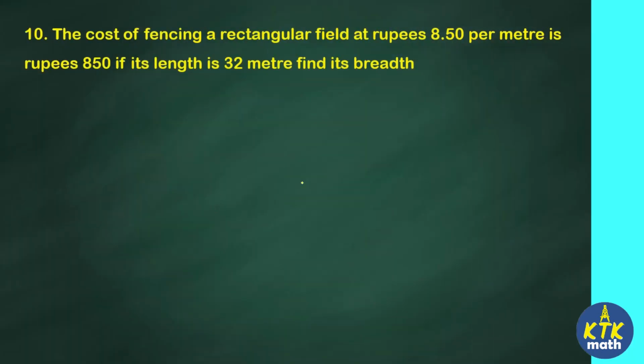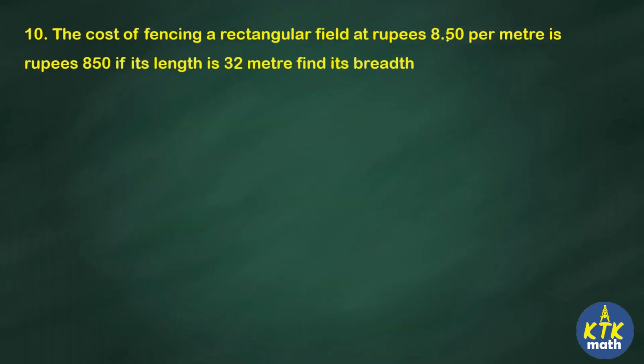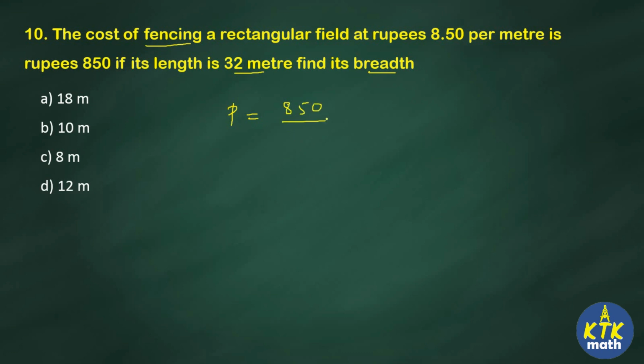We go for the 10th question now. The cost of fencing a rectangular field at rupees 8.50 per meter is 850. This question is exactly the same as the previous one, but the previous question was a square, this question is a rectangle. Here also they gave the length, we need to find the breadth. Again fencing only. So we have just learned: divide the total amount by the individual amount. 850 total amount divided by individual amount. How much are they spending for each meter?